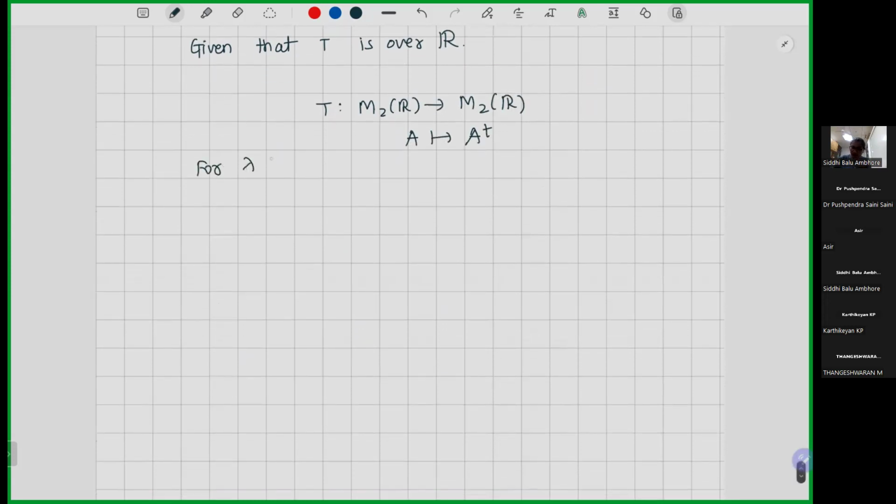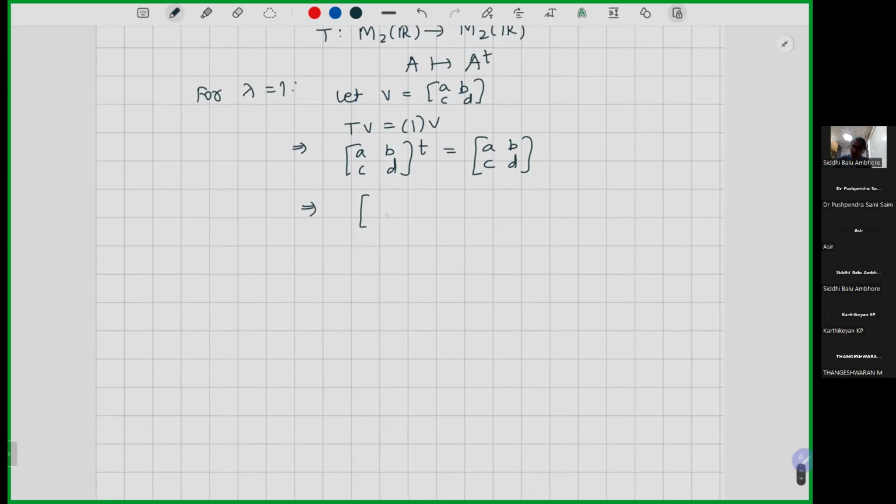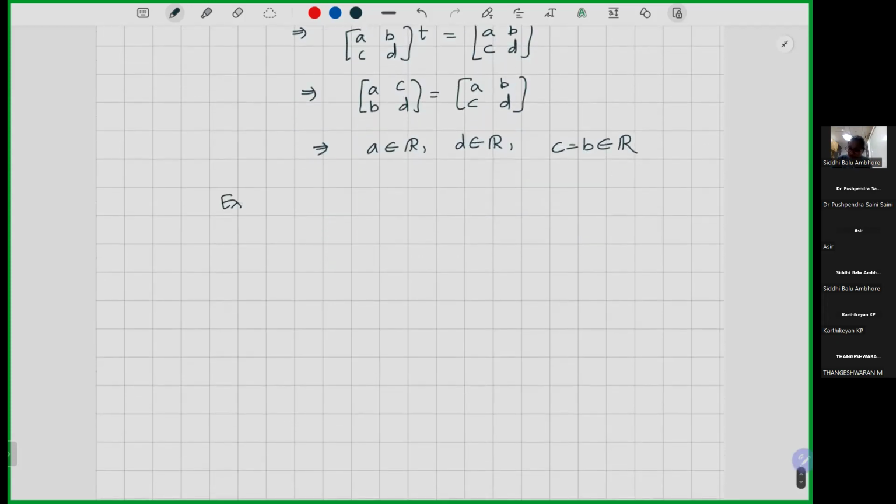So for lambda equal to 1, what is it? T of V is equal to V. If I start with 1 into V, then let V be the matrix [A B; C D]. Then its transpose is equal to [A B; C D], right? Because that is my T(V). Then [A C; B D] is equal to [A B; C D], and this will imply what? A belongs to R, D belongs to R, and C equals B belongs to R.